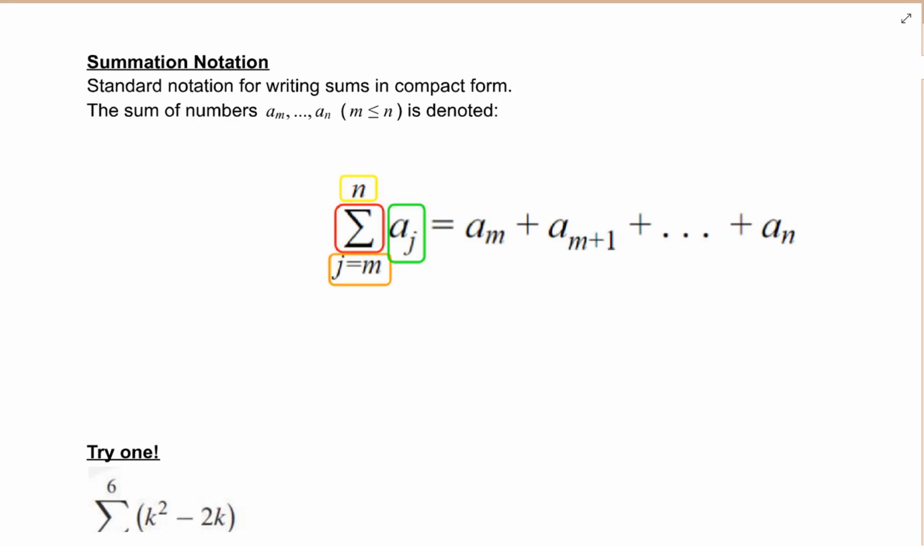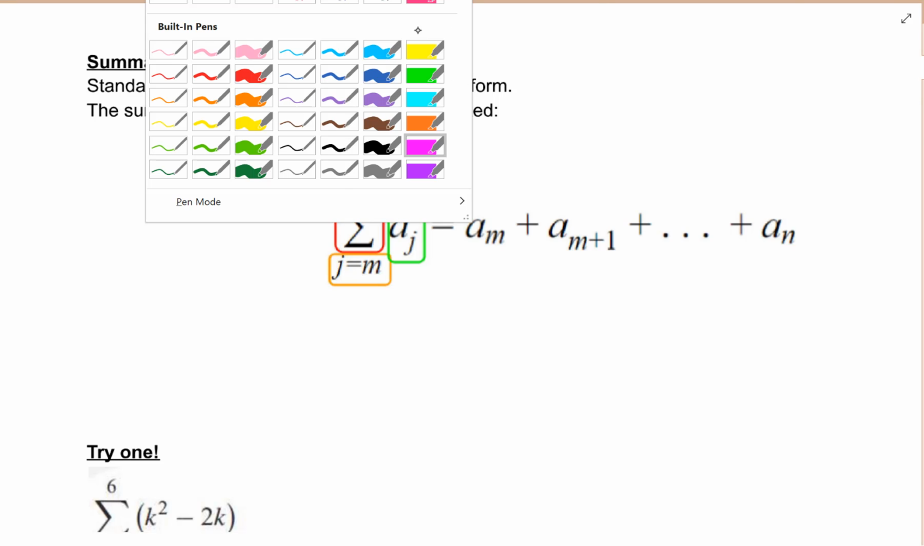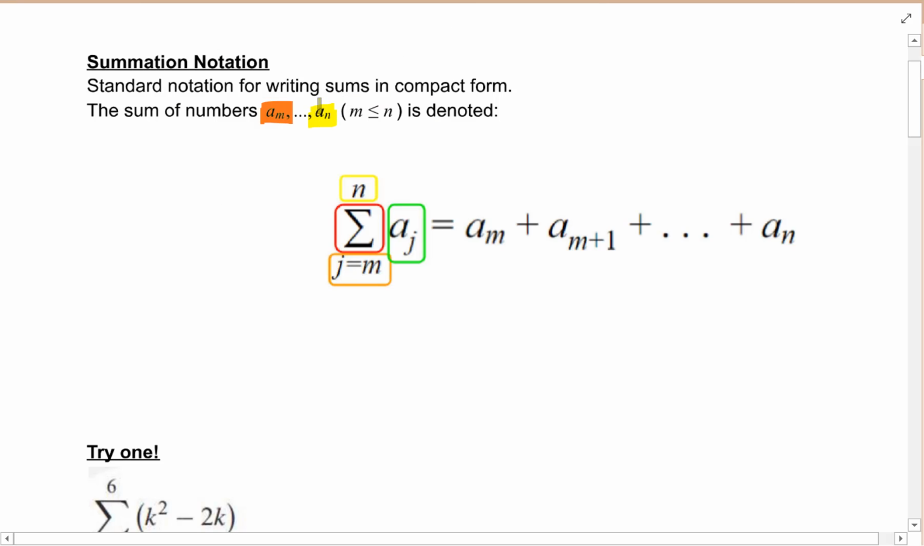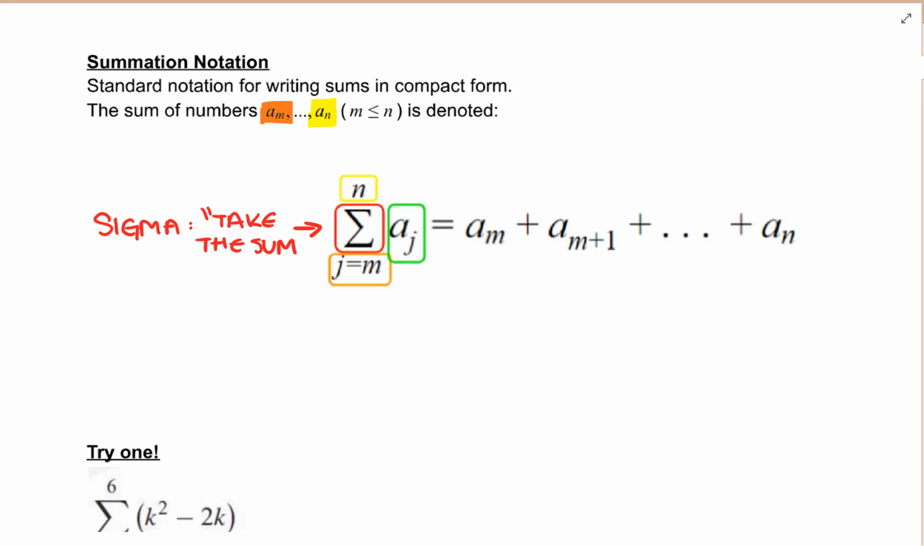Summation notation. Remember this? The standard notation for writing sums in compact form. The sum of the numbers a sub m all the way to a sub n, where m is less than n, is denoted by this notation. Remember that the Greek letter sigma right here means to take the sum.